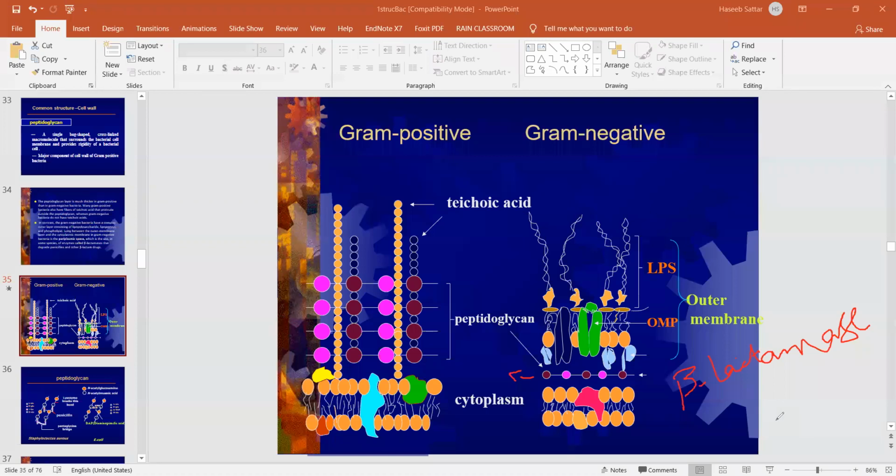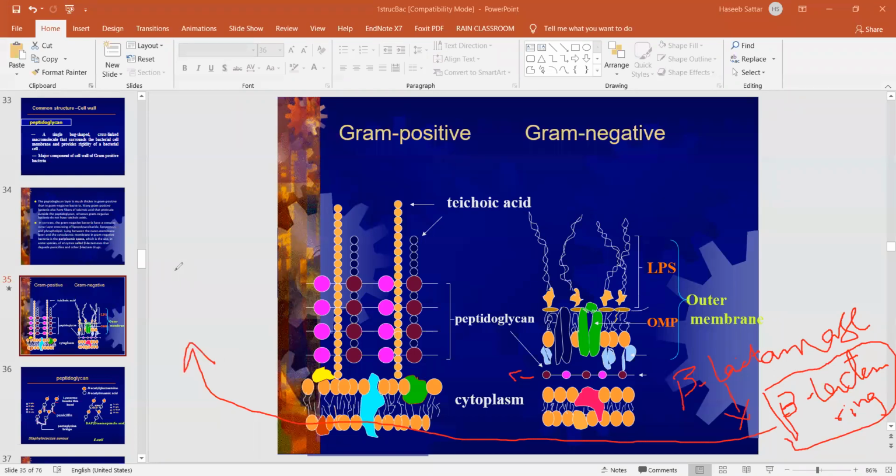Beta lactamase is an enzyme which breaks down a beta lactam ring. What is a beta lactam ring? It is a chemical structure that is present in antibiotics, especially penicillin.